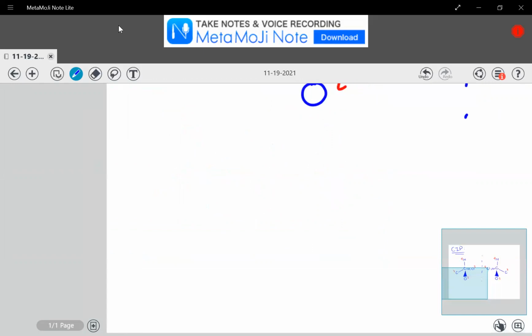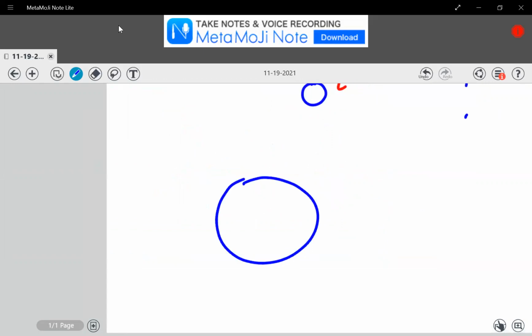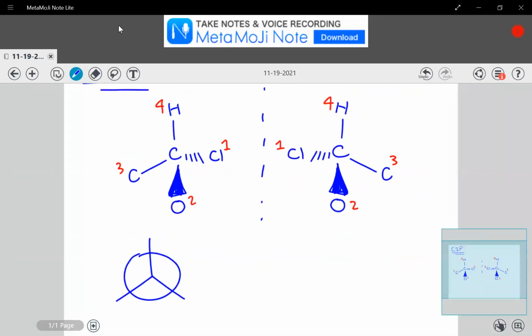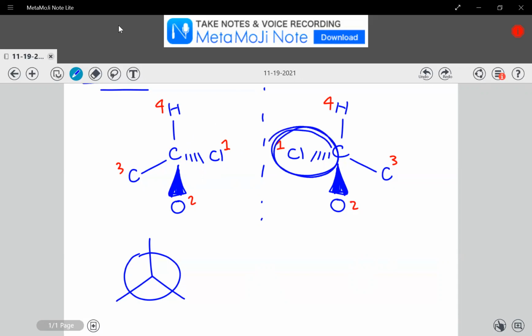Okay, draw our circle. And who's facing away from us this time? Which one is it that we don't like? Well, it's chlorine. See, it's got this little dashed shape right here. That means it's facing away.